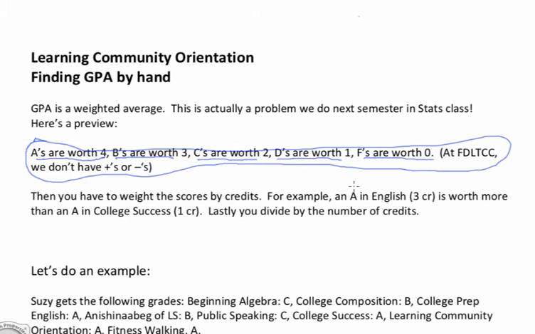So for example, if you get an A in English, that's a 3-credit class. You get more points than if you get an A in College Success, which is only 1 credit. Then at the very end, you divide by the number of credits. Let's do an example.